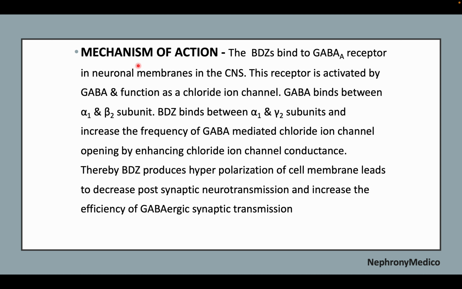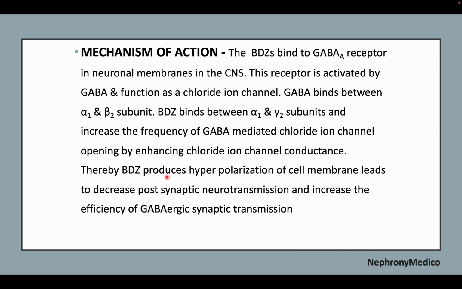Now, mechanism of action. The benzodiazepines bind to the GABA receptor in neuronal membranes in the CNS, and this receptor is activated by GABA and functions as a chloride ion channel. GABA binds between alpha-1 and beta-2 subunits, and benzodiazepine binds between alpha-1 and gamma-2 subunits and increases the frequency of the GABA-mediated chloride ion channel opening by enhancing chloride ion channel conductance.